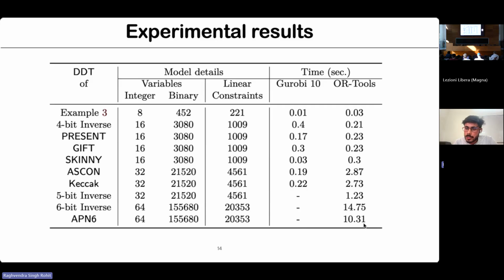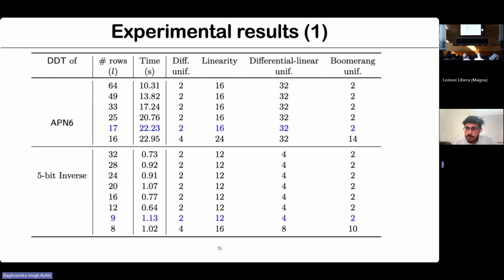But the same problem, if we give it to OR-Tools from Google, then it gives the S box in 10.31 seconds. So now this is for the full DDT. Now let's see if we decrease the rows, what's the impact?